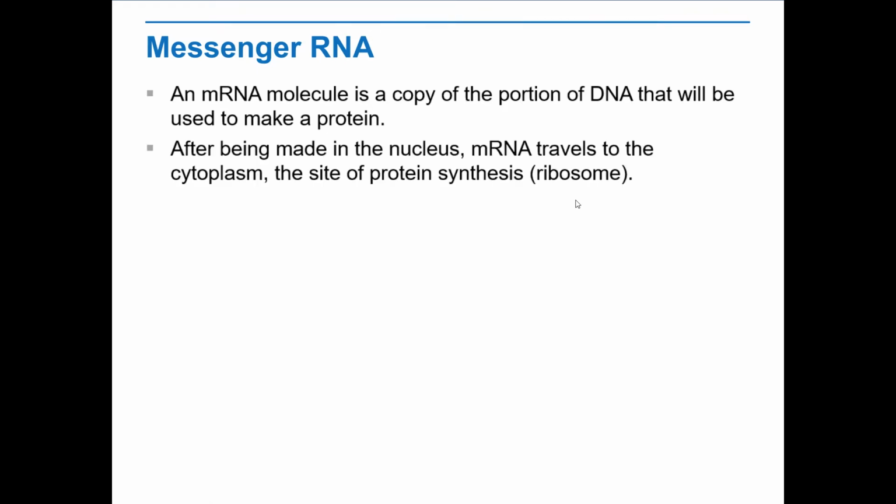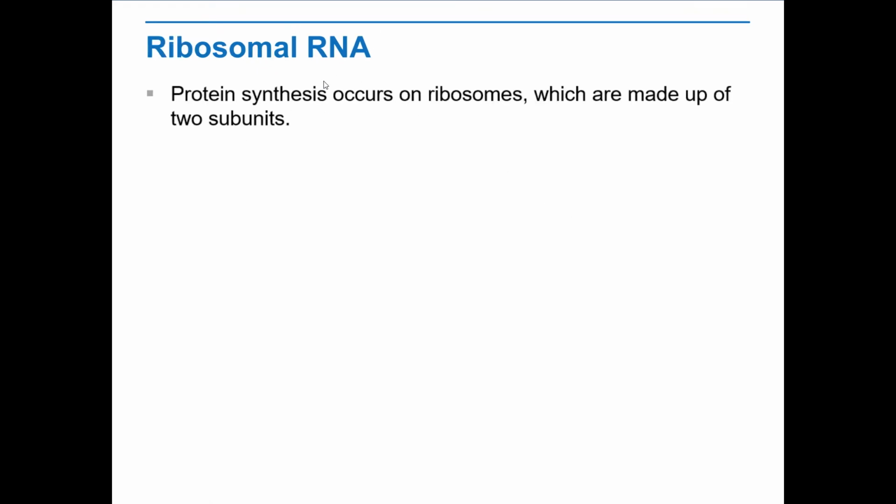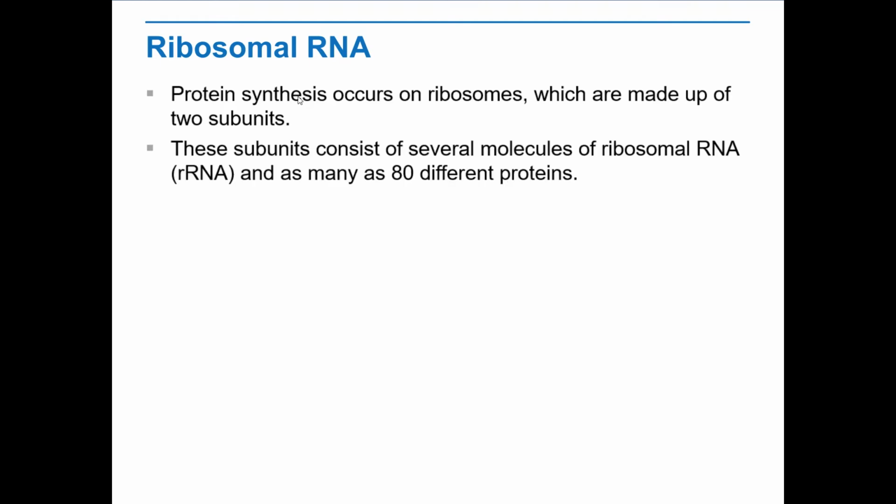All right. So ribosomal RNA is another type of RNA. What it does is it makes up the ribosome. The ribosome is made up of two subunits, and it's got some protein involved there. But anyways, these subunits consist of RNA. All right.